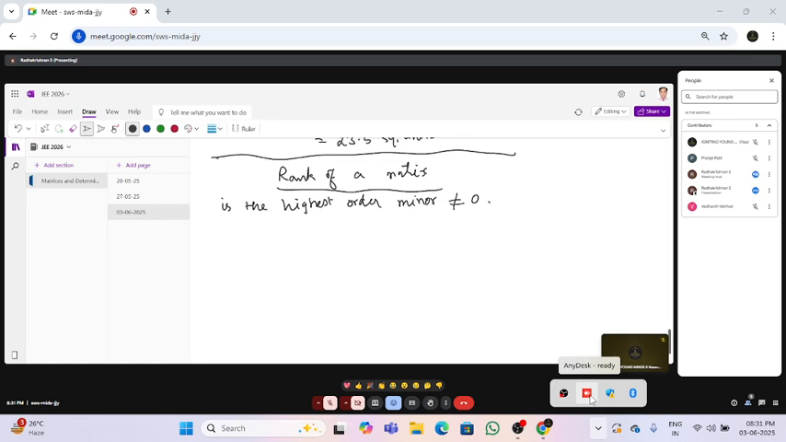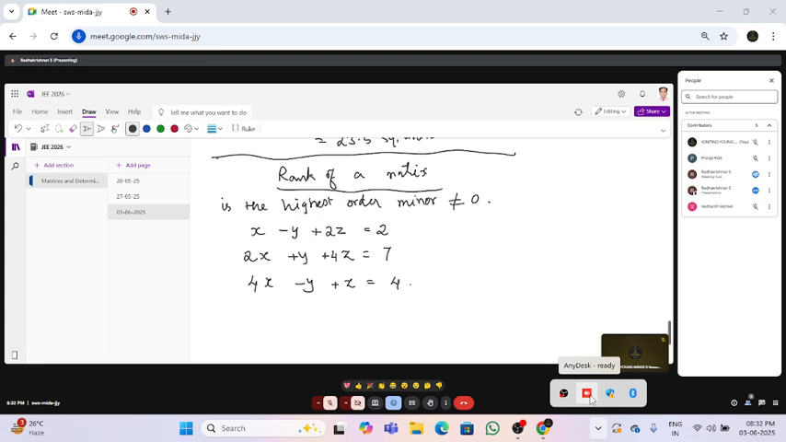So suppose there is a matrix given. Let us take a system of equations. x minus y plus 2z equal to 2, 2x plus y plus 4z equal to 7, 4x minus y plus z equal to 4. So you have to solve this problem.